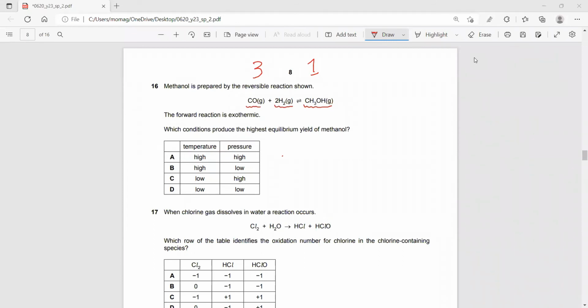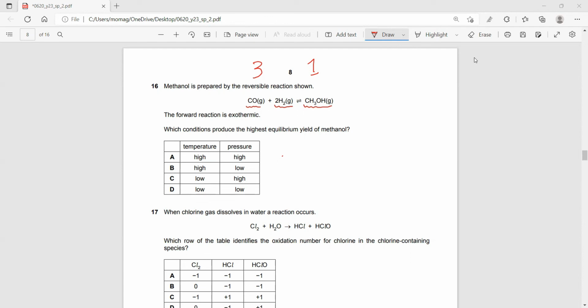Equilibrium. Question 16, equilibrium. I wrote 3:1. Pause the video and tell me what does 3 tell and what does 1 tell. Back. 3 is how many moles there are on the left hand side, and 1 is how many moles there are on the right hand side. So we have more moles of reactants than products: 3 moles on the left hand side and 1 mole on the right hand side.